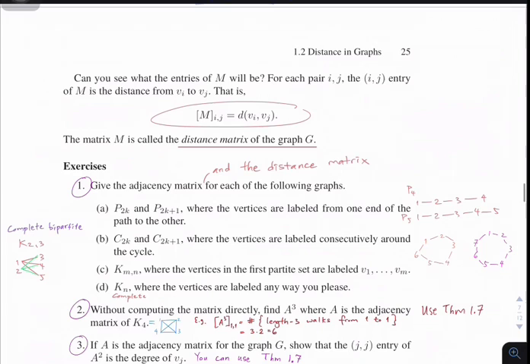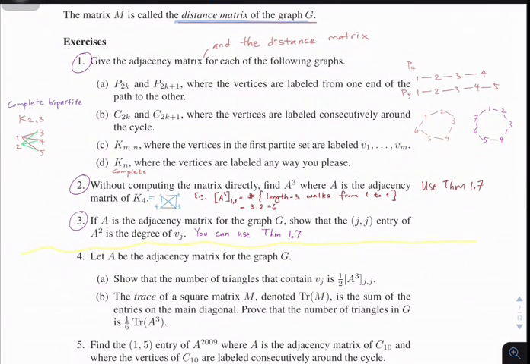Okay, and now another way to represent a graph as a matrix is to compute what's called the distance matrix. So instead of the adjacency matrix, we can record for every entry ij in the matrix the distance between i and j. So for these exercises, I want you to compute the adjacency matrix and also the distance matrix for each of these special types of graphs.